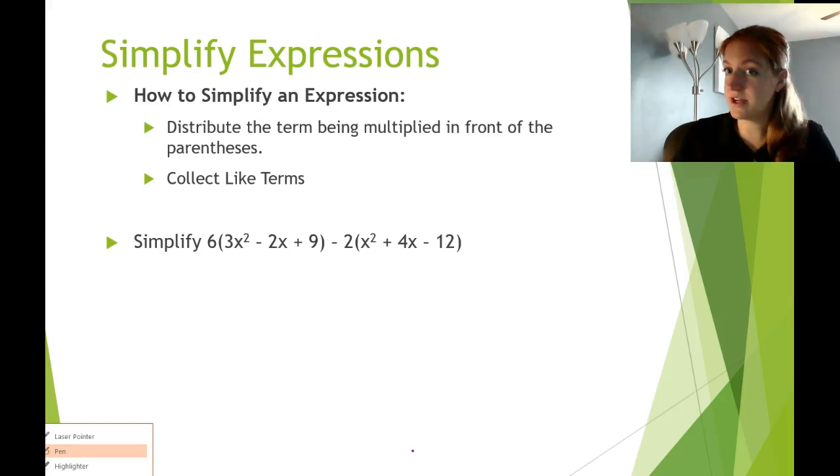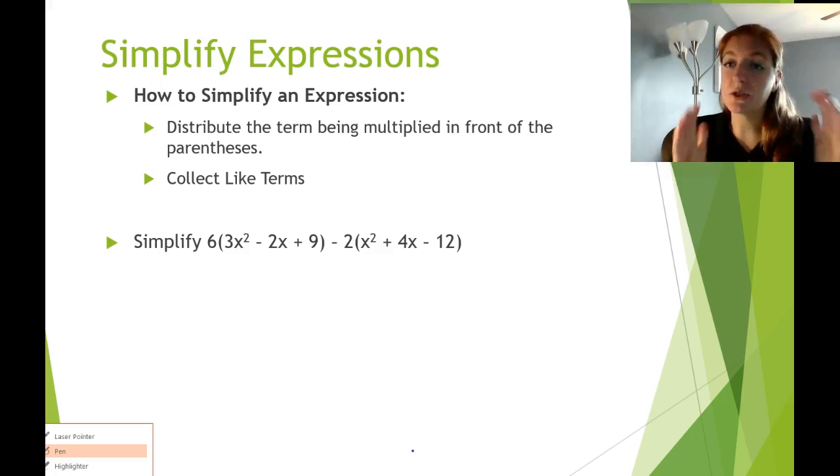Hi everyone, so this video is on simplifying expressions. Simplifying expressions consists of two actions. The first action is to distribute or multiply in the first term, number, or expression outside of your parentheses. Just like in the order of operations where you're trying to get rid of those parentheses first, same idea. We're going to do that by multiplying in whatever number or expression is out front. And then we're going to go ahead and collect like terms after we've gotten rid of those parentheses.